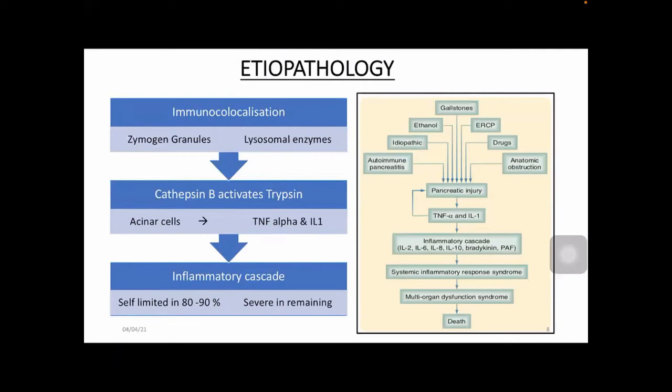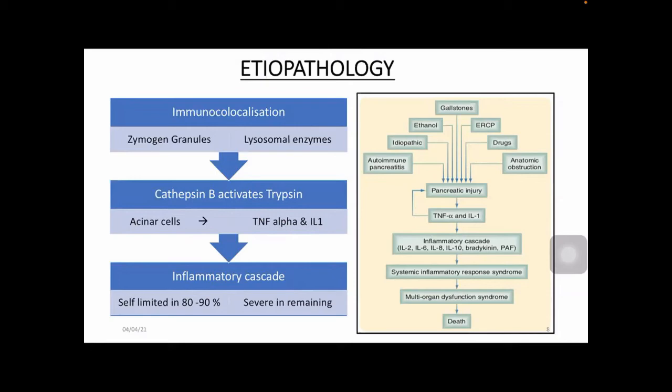Fine. So basically, any cause, whether it is gallstones, ethanol, ERCP, or whatever it is, it initiates a pancreatic injury by co-localization of the zymogen granules, which contain the inactive enzymes, with the lysosomal enzymes. Lysosomes contain the cathepsin B. So this will activate the inactive trypsinogen into trypsin, which will destroy the acinar cells. The acinar cell, once it gets injured, releases the inflammatory cytokines TNF alpha and IL-1, and it initiates the inflammatory cascade. And the end result is that in most of the patients, around 80 to 90%, it will be a self-limited course, whereas it will be a severe course in the remaining.